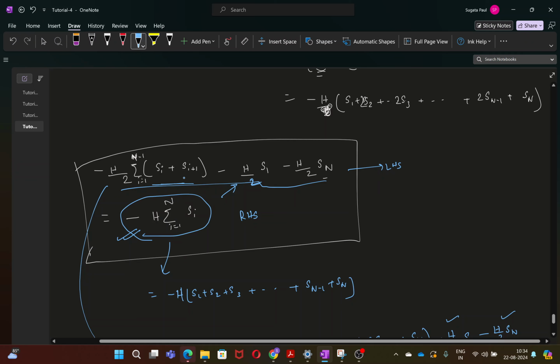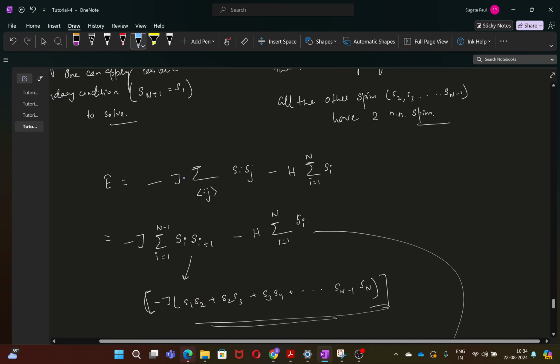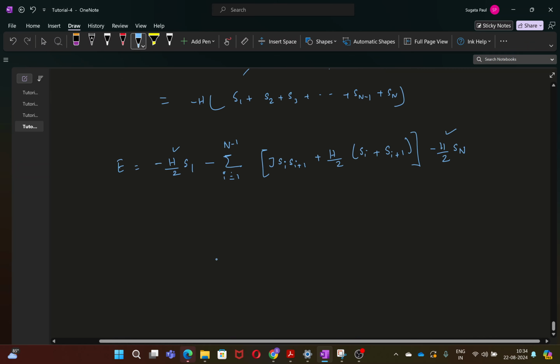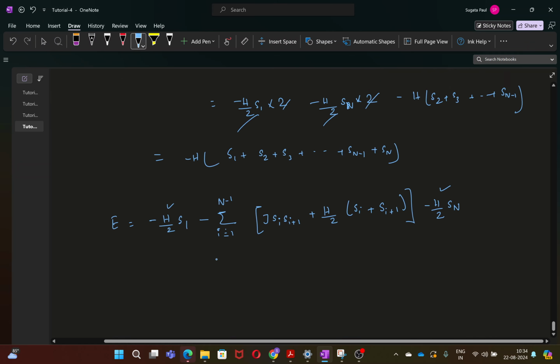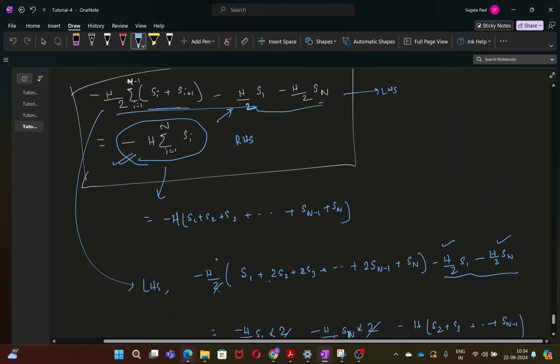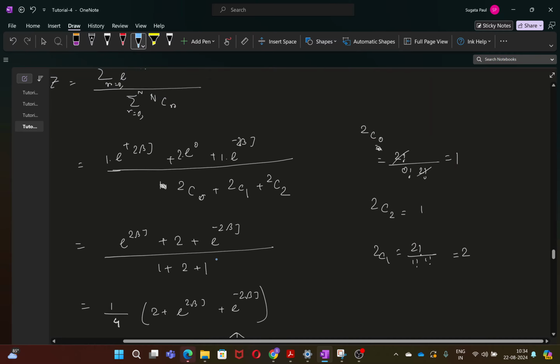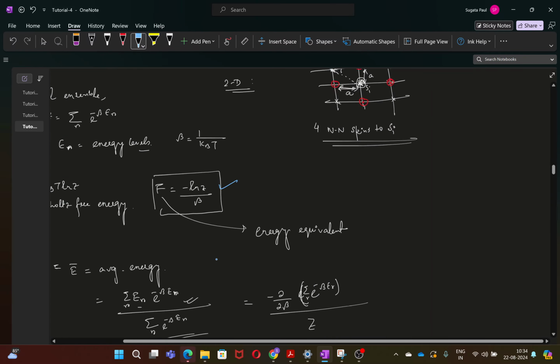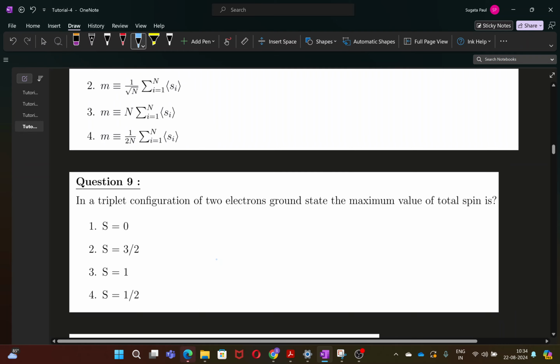So this is the term and the decomposed term, and the first nearest neighbor interaction term is Si into Si plus 1 with J. So this is the last expression that you achieve if you are to write the total energy for such a combination in a system. So let's choose our option then.